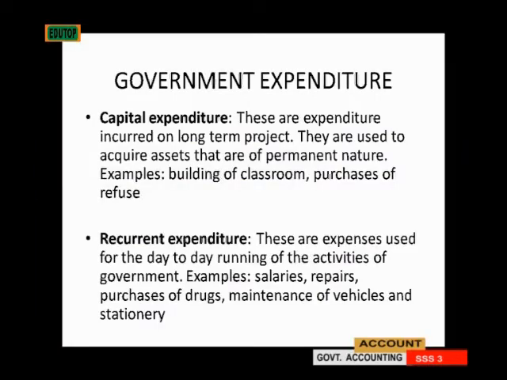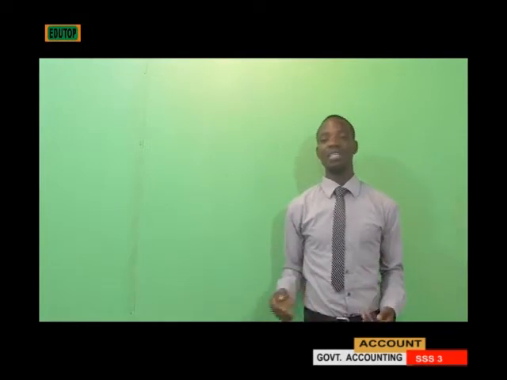Then let's quickly go to government expenditure. And don't forget, they might give you a question on revenue. What if you are asked to classify those items under receipt and revenue, where figures will be given, and you balance it at the end of the day.